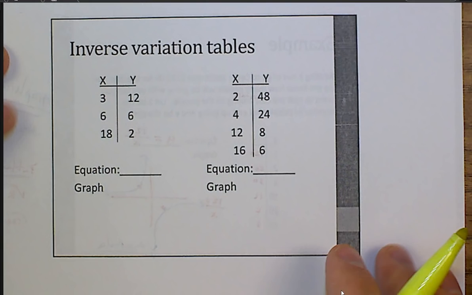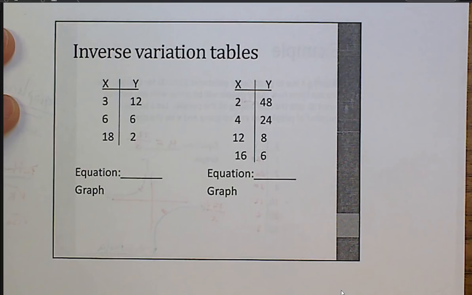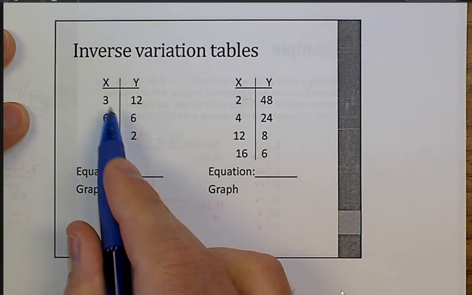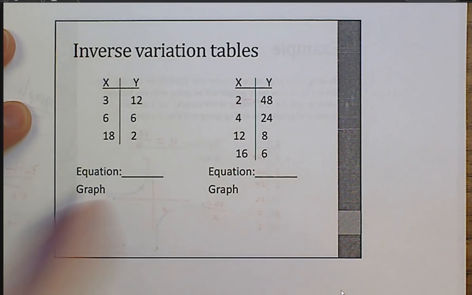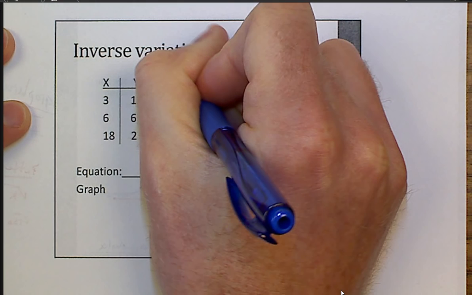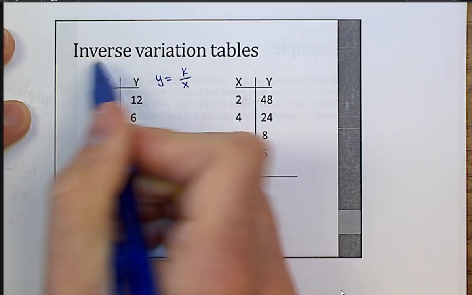So let's keep looking at some problems that you're going to have to do on your assignments and see if we can figure them out. Basically, here's a table of values. You have to come up with the equation. So what does that mean? Well, what's the equation we're using? We're using y equals k over x, because we're talking inverse variation.